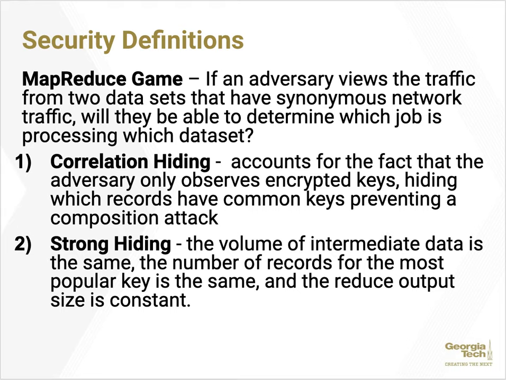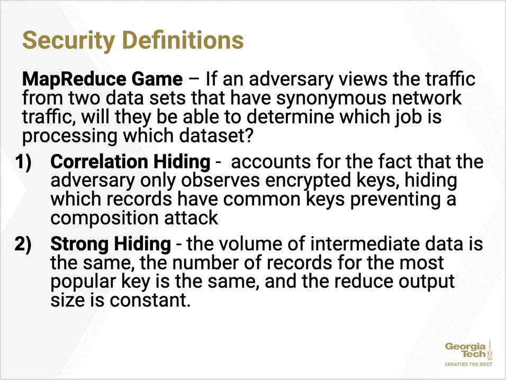The first security definition that we're going to be building for in our MapReduce implementations is correlation hiding. And this essentially accounts for the fact that the adversary only observes encrypted keys, hiding which records have common keys, preventing a composition attack. If you remember my example of a composition attack a couple slides back, this is when you have information about someone's gender, place of birth, etc. And because they share the same key value, you can determine who that person actually is. So this type of security measure will help prevent against those kinds of attacks.